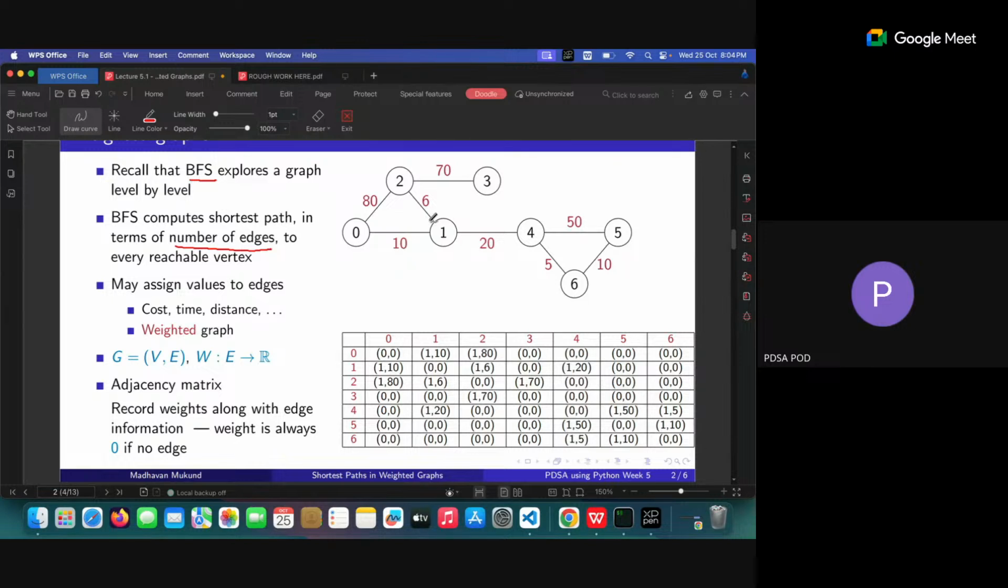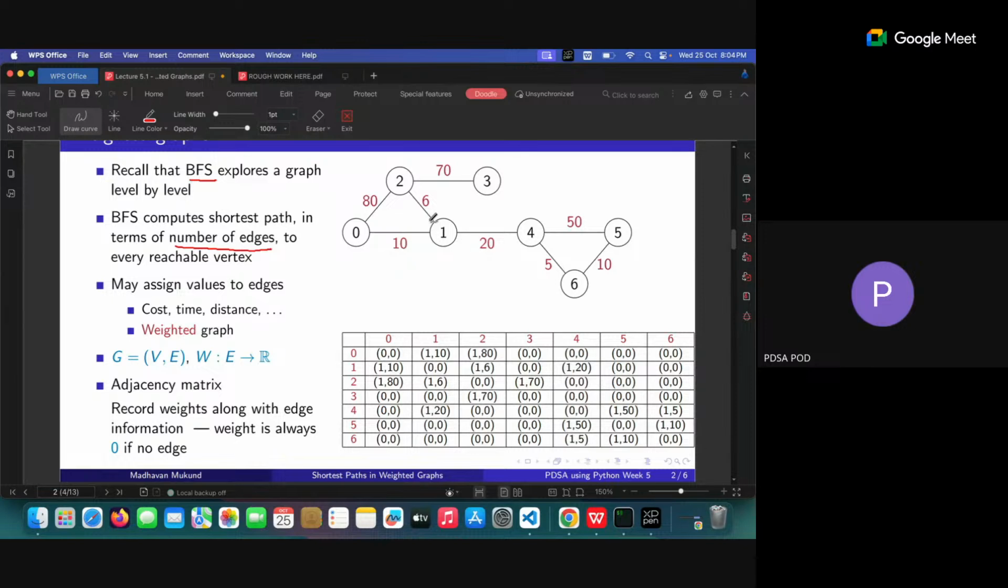So whether that particular vertex is reachable or not, we are trying to find out. From 0 to 5, do you have a path? From 0 to 6, is a particular path available or not? So that is all about week number 4.